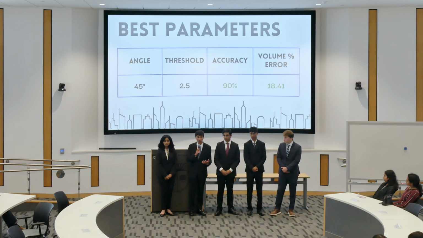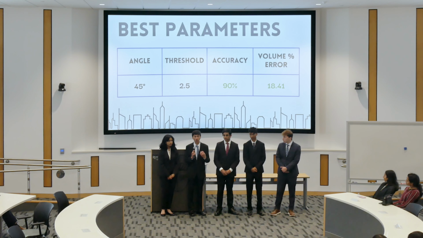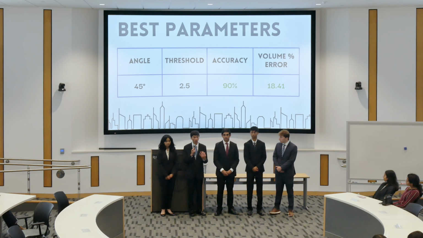Now on to our best parameters. Using the data that we collected earlier, we got a set of best parameters to use. We chose an angle of 45 degrees, mainly for its low volume percent error, which we attribute to the fact that the 45 degree mount could see deeper into the depths of the pothole and thereby giving us a more cohesive map.